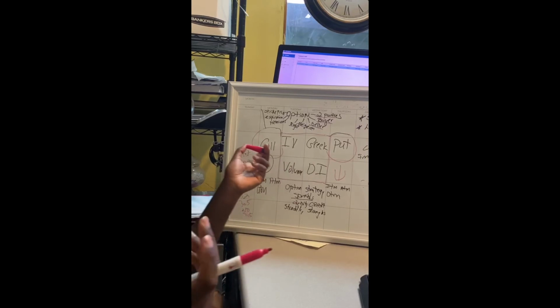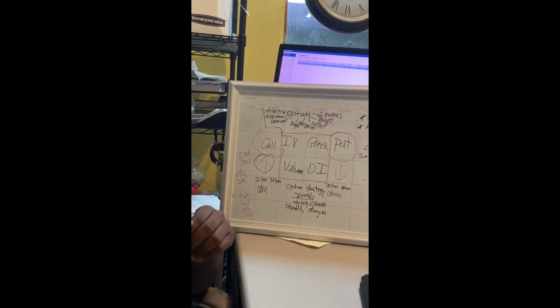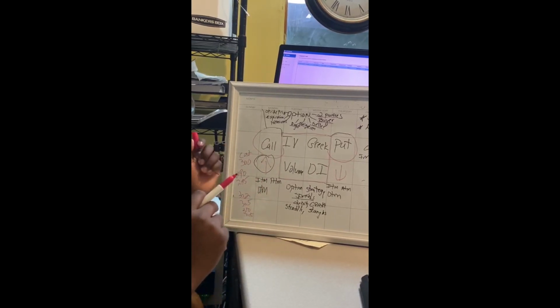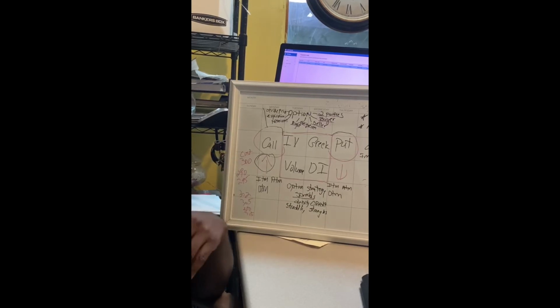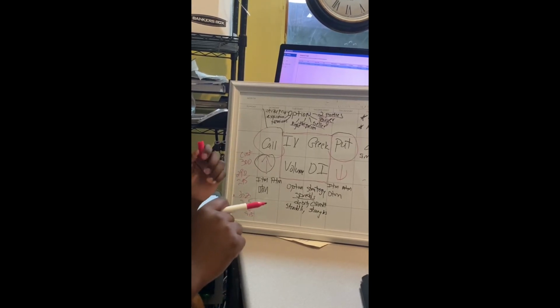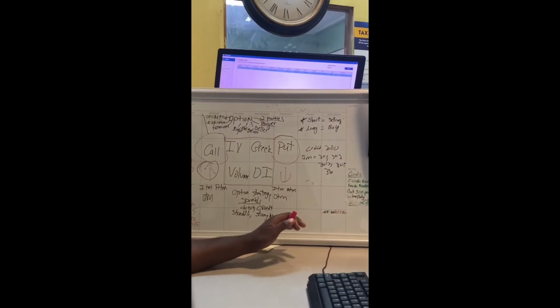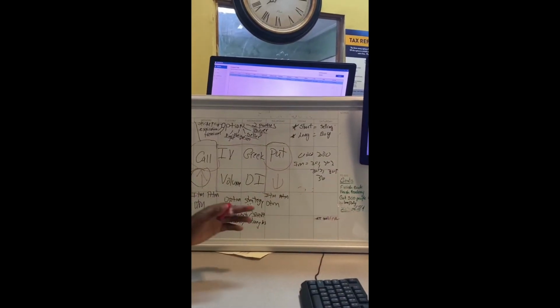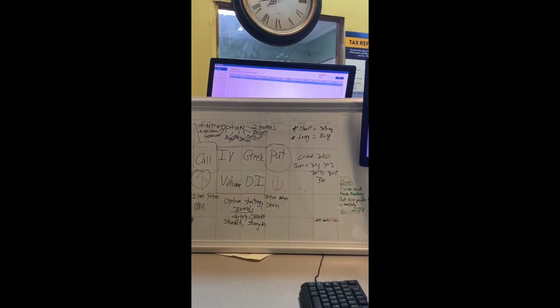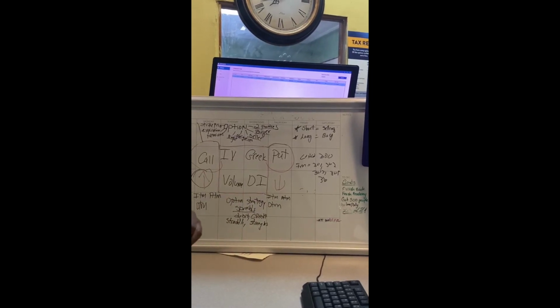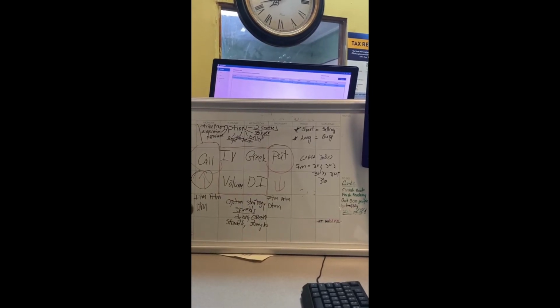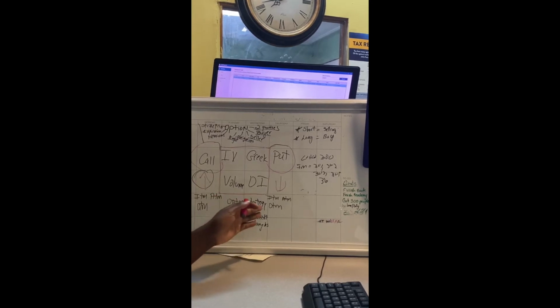Out of the money trades have no intrinsic value. For call options, they are strikes above the current market price of the company that you're trading. Vice versa on the other side. And out of the money trades for the put options would be strikes below the current market price of the stock that you're trading.